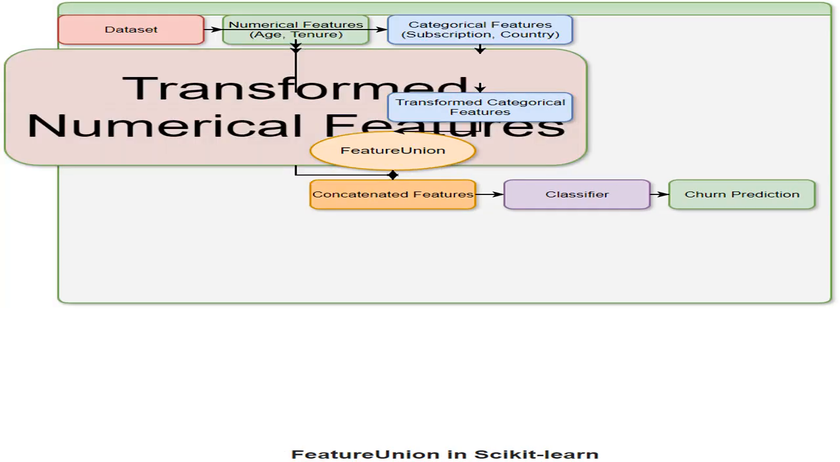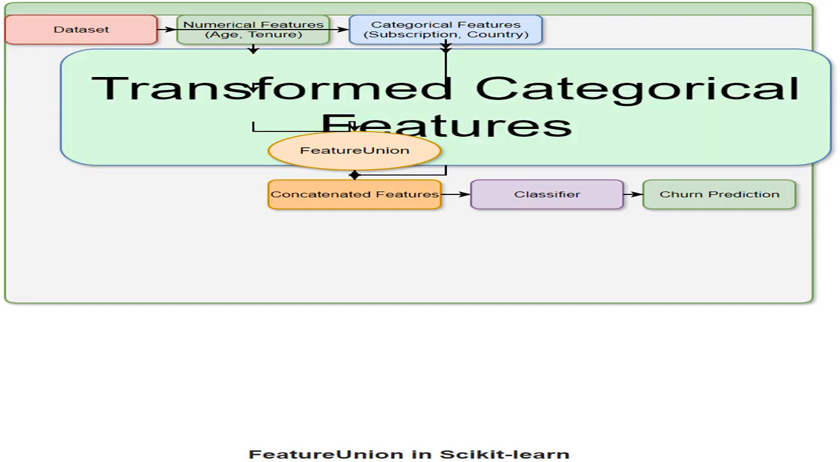This refers to the output of transformer1. After applying the preprocessing to the numerical features, age and tenure, you'll have a transformed version ready for model training. This refers to the output of transformer2. Following the application of the one-hot encoding or similar technique, the categorical features, subscription and country, will be in a numerical format that's suitable for model training.